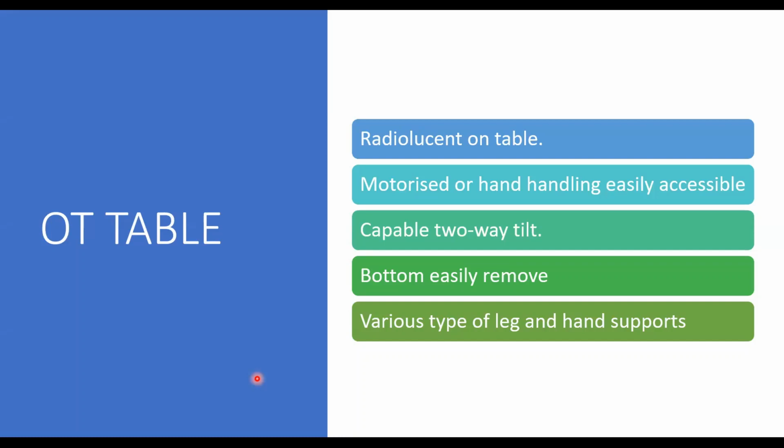So our OT table must be radiolucent in certain areas, so that if you want to do an on-table cholangiogram, there is no metal element which can obscure the view of the radiograph. It is either motorized or handheld easily. It must be able to be tilted in two ways, and it must have support, such as leg or hand support.